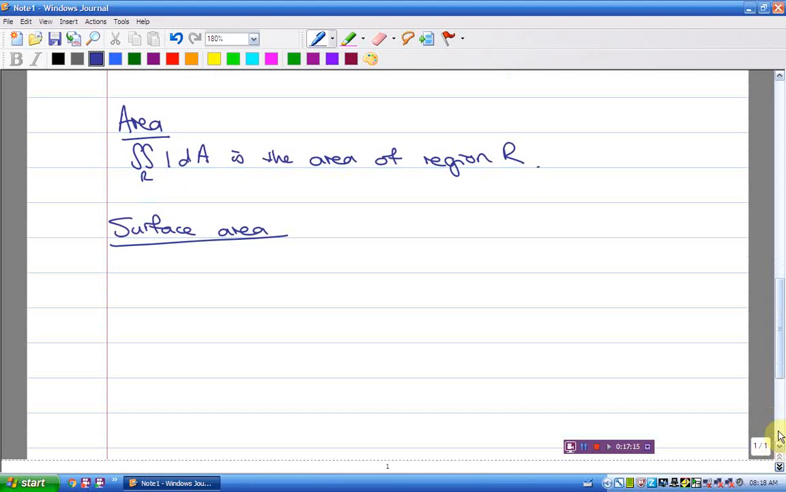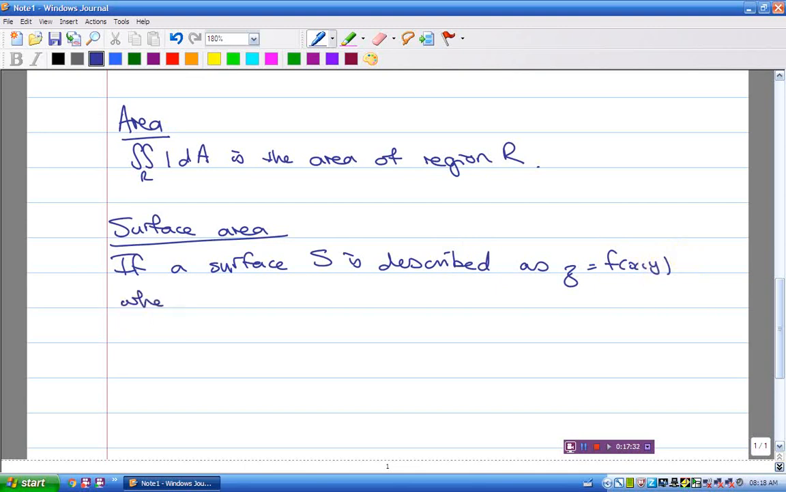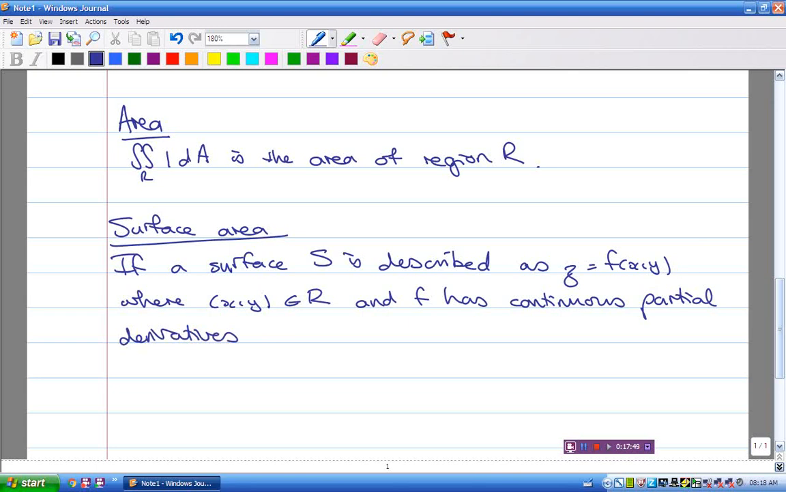Okay, surface area. If a surface S, like a piece of parabola or a piece of sphere or something, is described with some function where the domain of the function is your R, if it has continuous partial derivatives, basically your function is nice and well behaved, then the surface area of F is described by, okay, and here's a rather chunky looking formula.